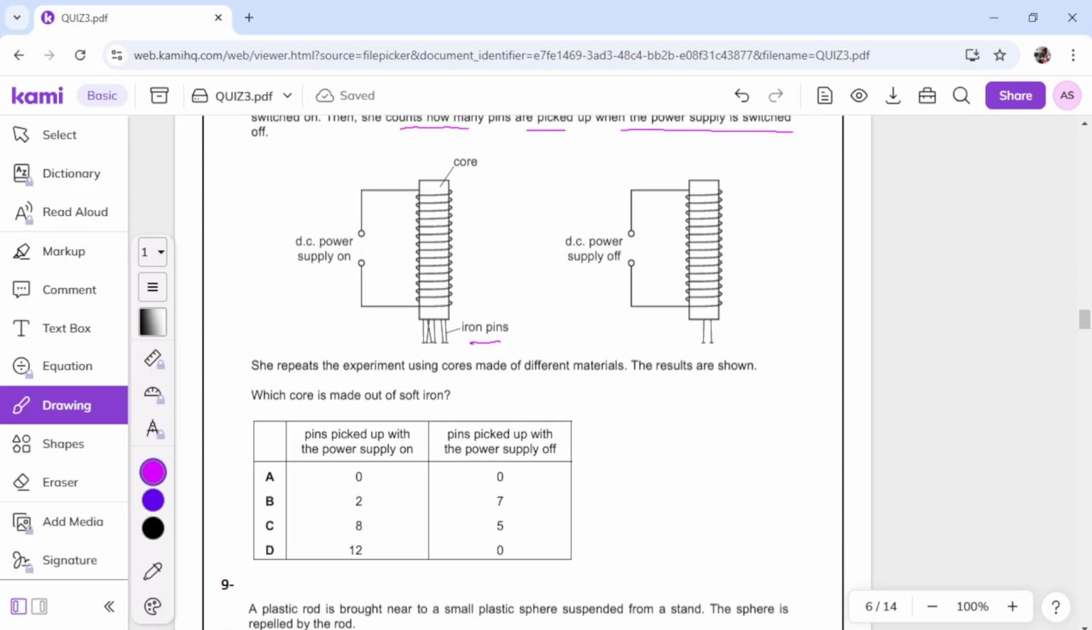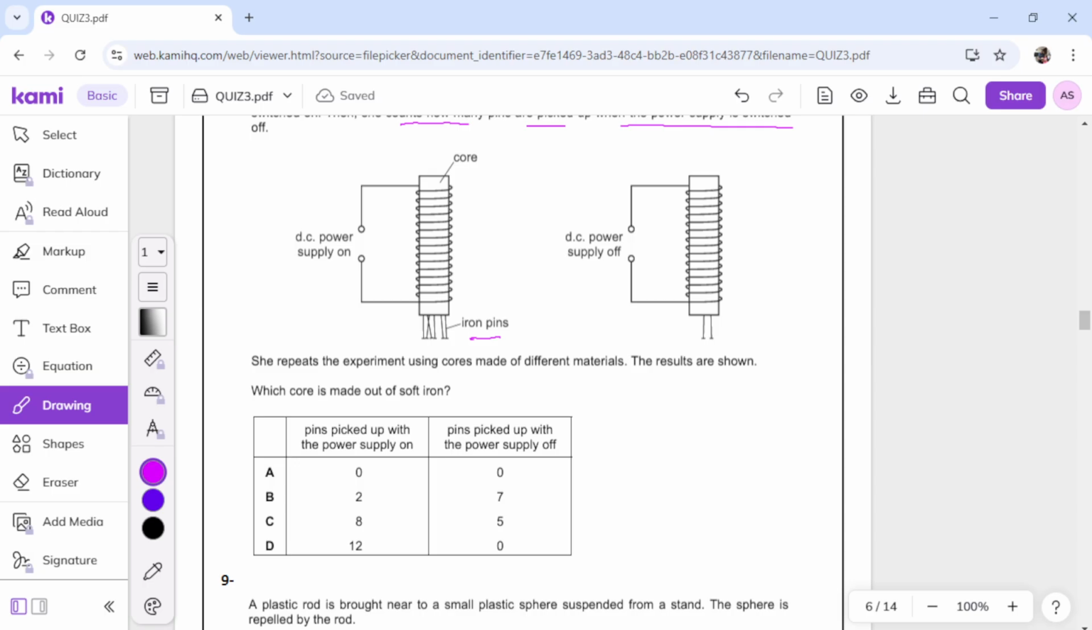So now we have to choose. He said pins, he said iron pins. Okay, and as you see, we have a lower number. It means what? It means the core is made of what? Made of iron. Okay, so he asked about pins picked up with the power supply on, because we have iron, so it will be the highest number. Okay, so we can accept this one and this one.